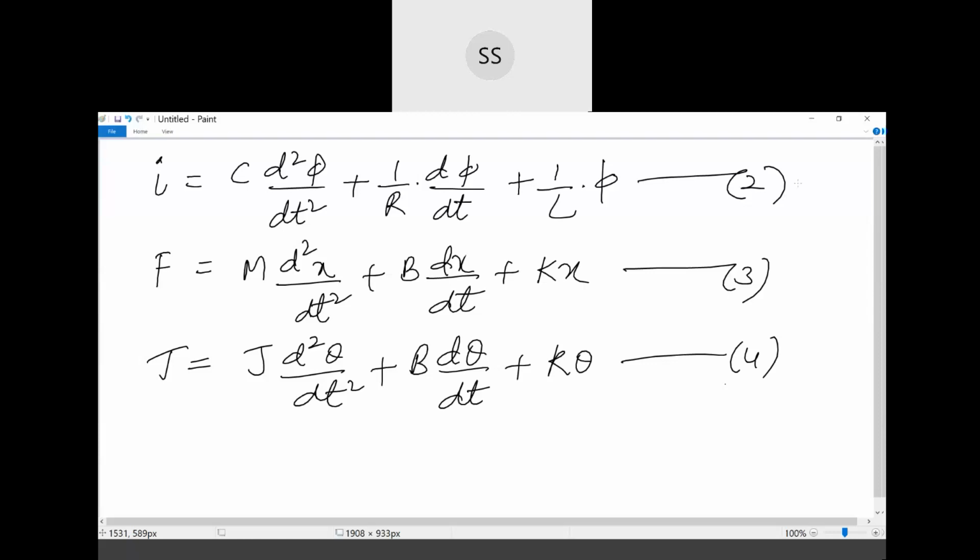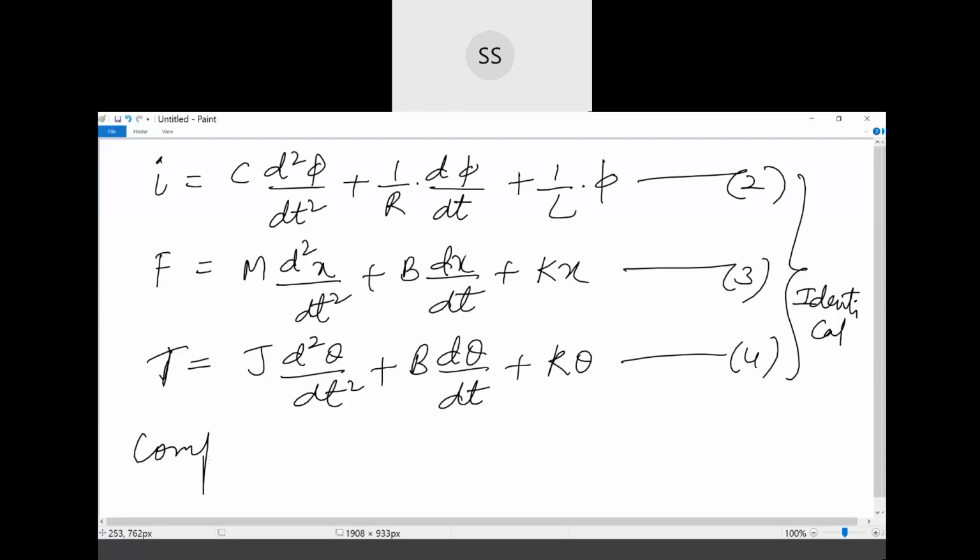Now again we have arrived at an identical set of equations. Equations 2, 3, and 4 are identical. So I is identical to F is identical to T. Whatever function is done by F and T in mechanical systems, the same work is done by the current source in electrical systems. Similarly, there is a one-to-one similarity between all the terms.